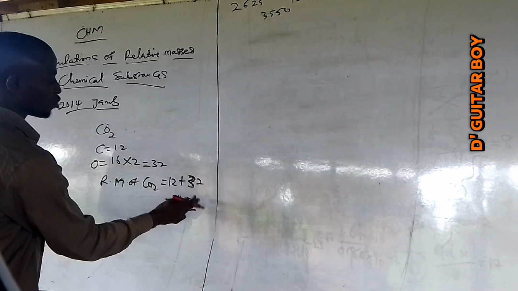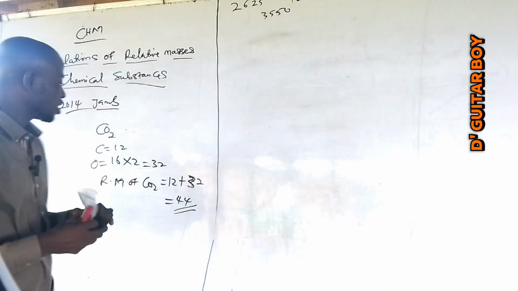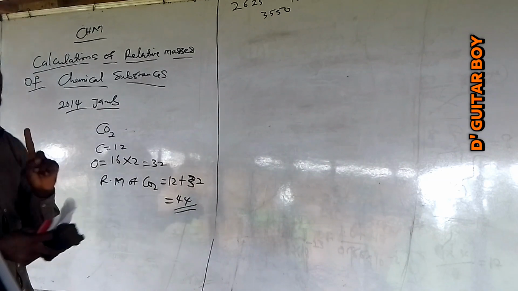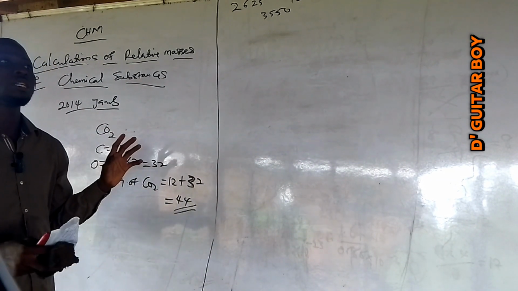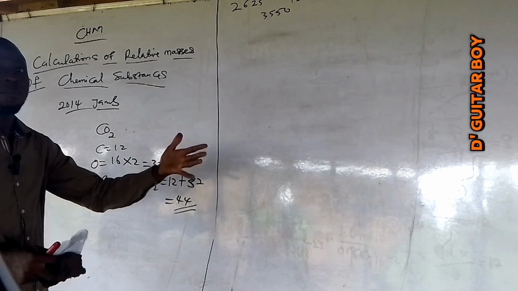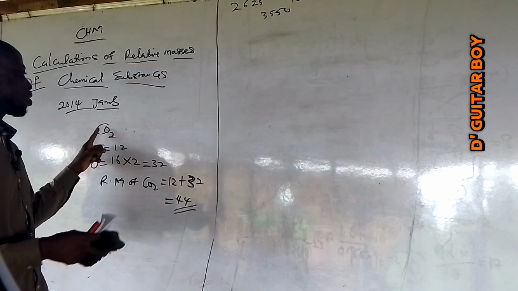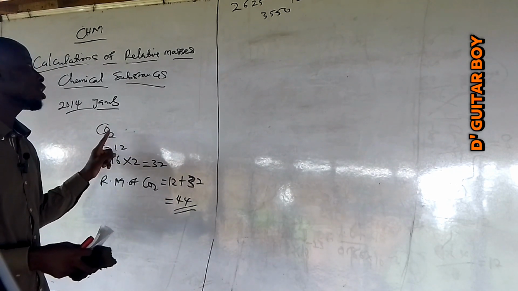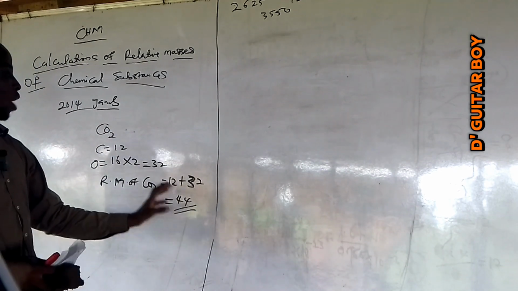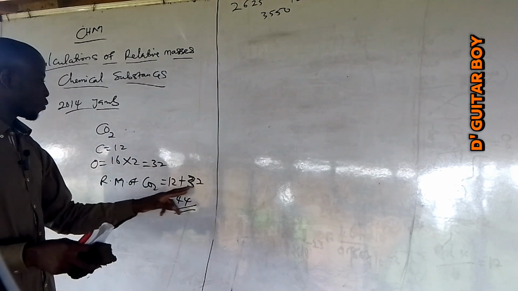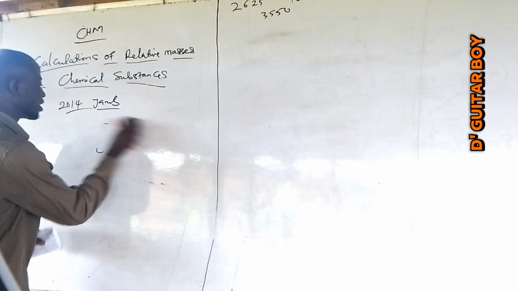Since it is a relative mass, you don't need to put gram here because it does not have unit. Relative mass does not carry unit. This is how you calculate. So if you are given any compound and they ask you to calculate the relative mass of the compound, what is the molar mass of the compound? We'll talk about molar mass later when we enter mole. So what is the relative mass of this compound? We say, okay, I know carbon is 12, oxygen is 16. Since we have 2 oxygen here, 2 times 16 plus 12, then you add everything together, 12 plus 32, you have your answer.